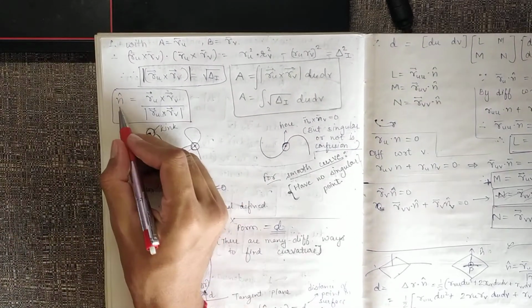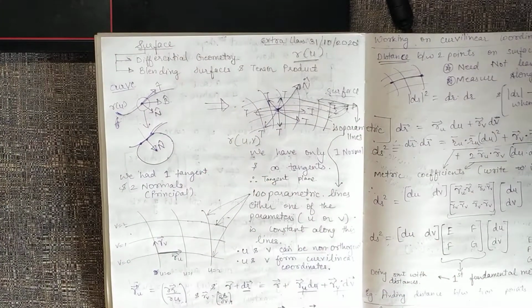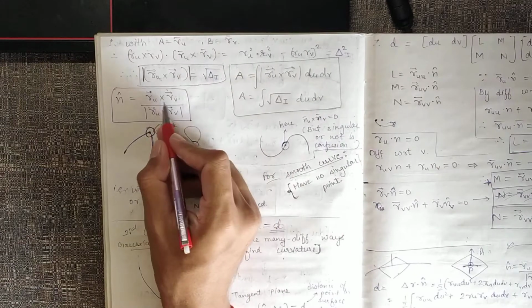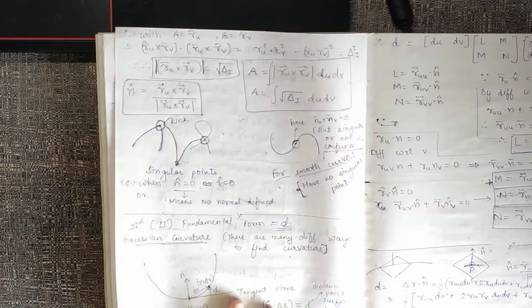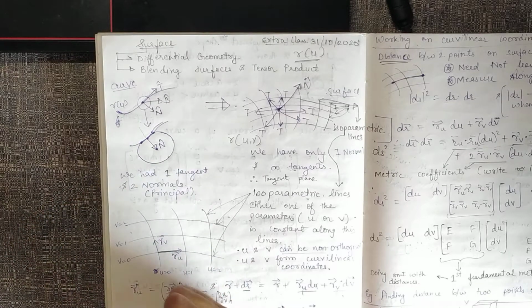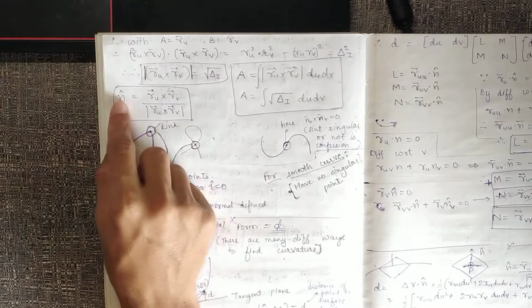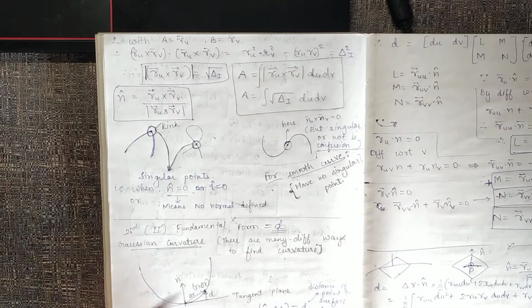And the normal of a surface is defined like this: r_u cross r_v, because r_u and r_v are on the tangent plane. So we take the cross product, we get the normal vector, right? And we normalize it to get a unit normal vector.